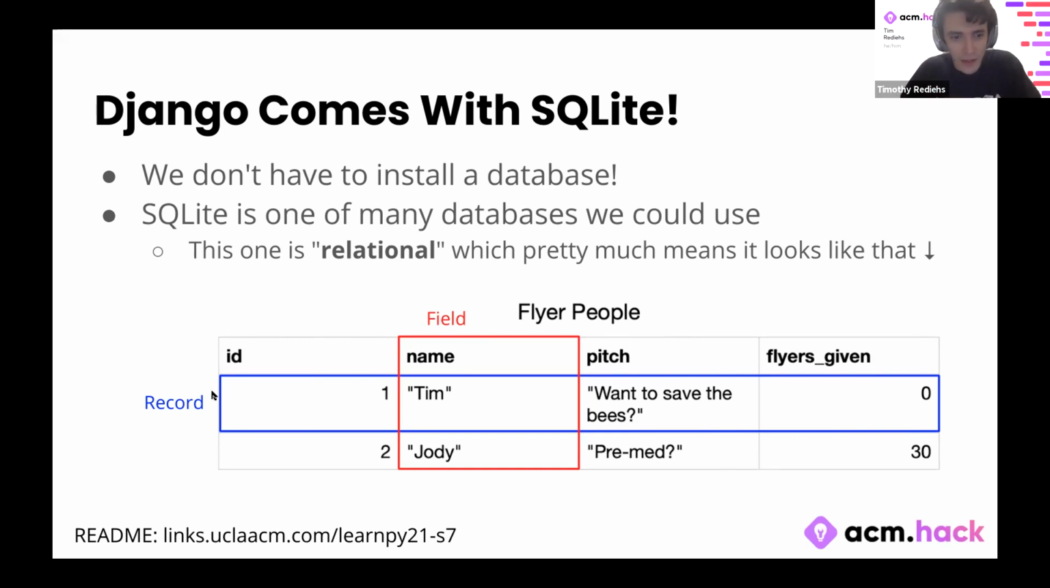So in this image below, you can see a few words that we might use. A field is effectively just the name of a column. So name is a field, pitch is a field, flyers given is a field. ID is also a field. We'll go over this a little bit later, but this one is usually added automatically. And then there's a record, which is just an entry in the table, like a row.